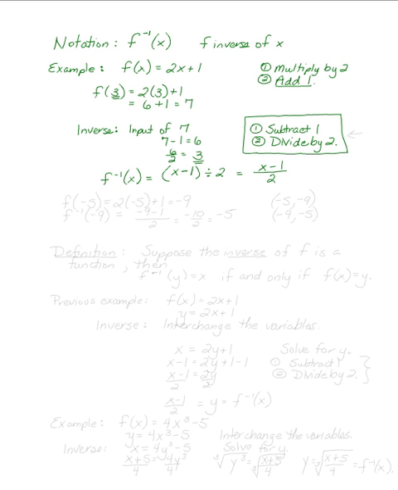So for example, if we take any other number, say -5, and we put it in our original function, we would get 2 times -5 plus 1, which gives us an answer of -9. If we take the inverse function of -9, we would get -9 minus 1 divided by 2, which is -10 divided by 2, which is -5. And again, notice that this one has the point -5, -9 on our original function, and our inverse has the point -9, -5. So they are certainly inverses.